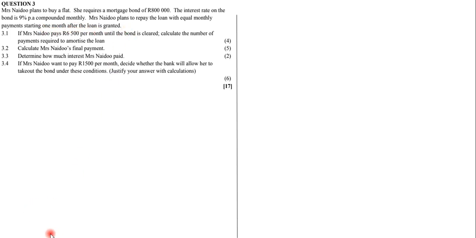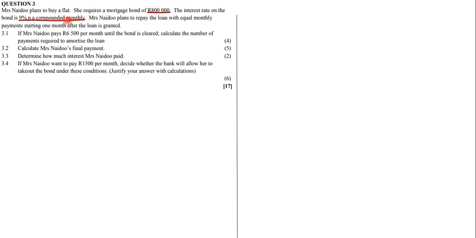Alright, so what is happening here? We can see that there is someone who would like to buy a flat. To make it easy, let's pretend you're the person. You would like to buy a flat, but you don't have the money. What do you do? You go to a bank and ask them to borrow you 800,000 Rand. The bank tells you that the interest you're going to be paying monthly will be 9%.